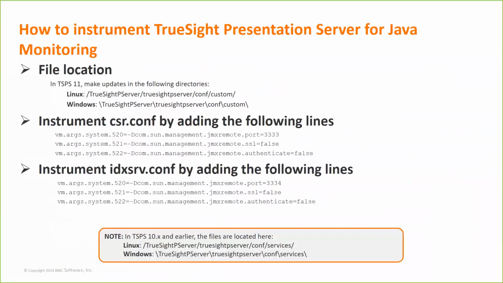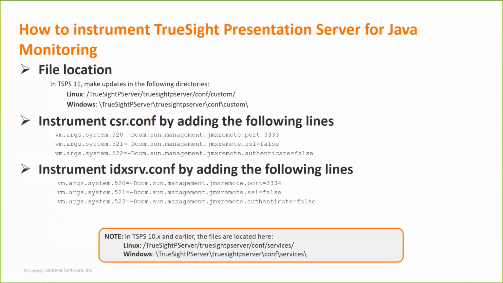So, getting into instrumentation of the processes. The first one we're going to look at is the processes for the presentation server. The file location for the 11 version is in the TrueSight P server comp custom. And it's critical to put the customizations into the CSR file and the index comp file, so that during the upgrade process these settings are preserved.